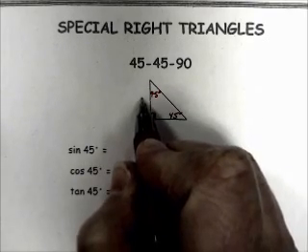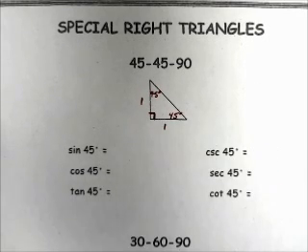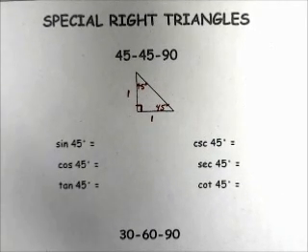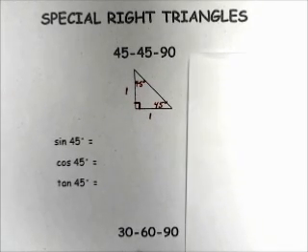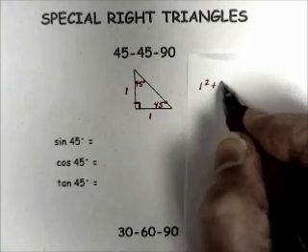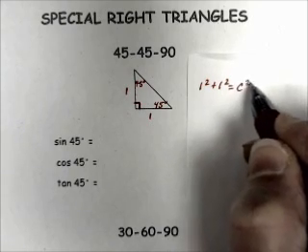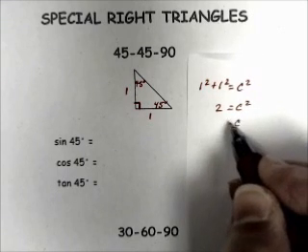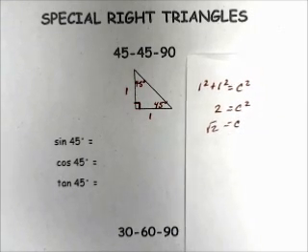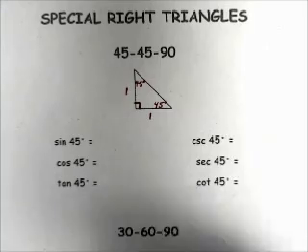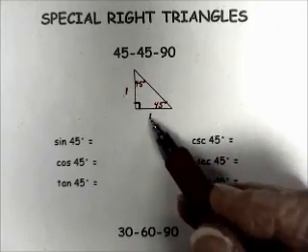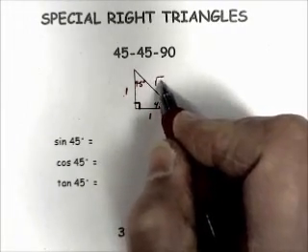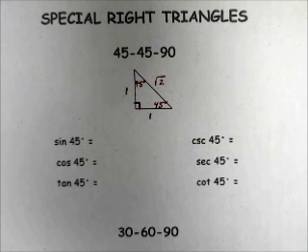All right? So if the length of each leg is 1, then what's the hypotenuse? Well, we can find it by using the Pythagorean theorem. So if I simply off to the side do 1 squared plus 1 squared equals c squared, that's 2. So c squared equals 2. So c is equal to the square root of 2. So whenever you see a 45-45-90, you have to remember, okay, each leg is 1, and then the hypotenuse has a length of the square root of 2.